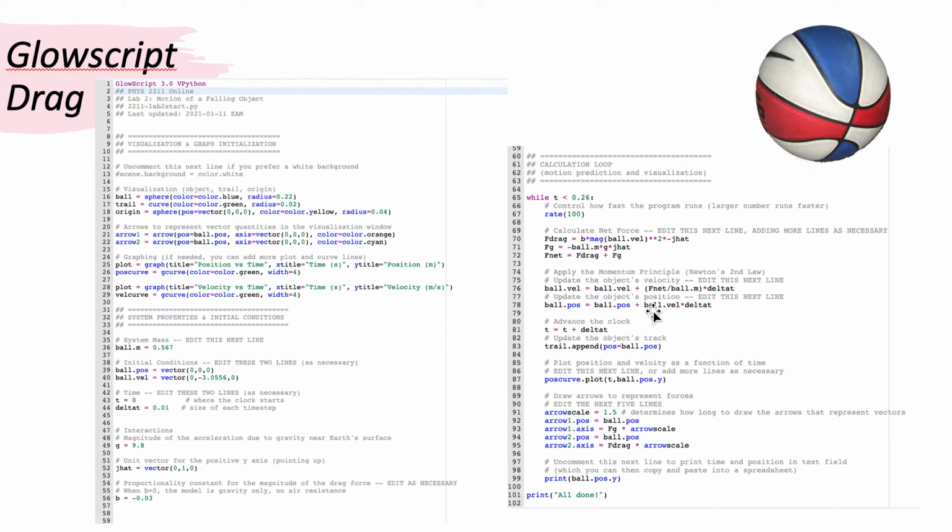And when I did take drag into account, I changed my proportionality constant to negative 0.03, to allow it to have the best or most accurate final position compared to the Tracker data.